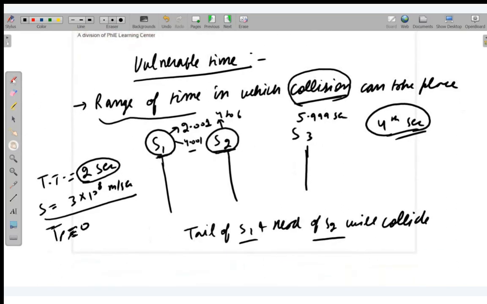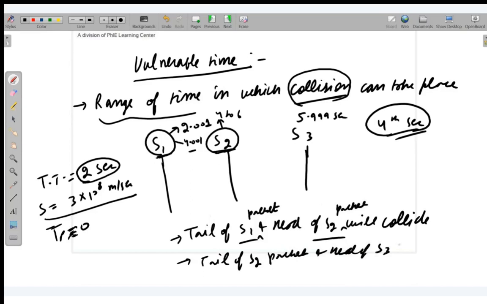So in this scenario, the tail of the S1 packet and the head of the S2 packet will collide. Now S1 and S2 are not colliding, they are stations. The tail of the S2 packet and the head of the S3 packet collide. So there are chances of collision. So what is the range of time in which collision can take place? If S2 wants to start transmission at the 4th second, no station can send data just after 2 second, and no station can send data just before 6 second.